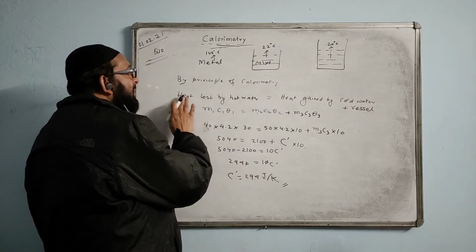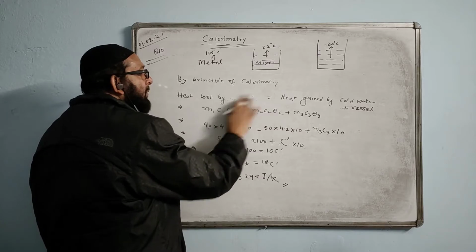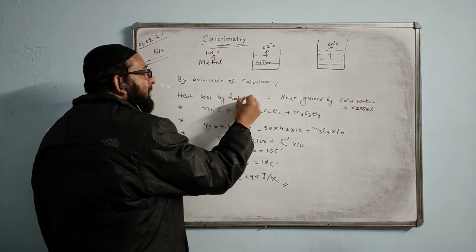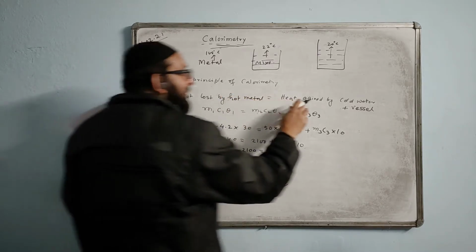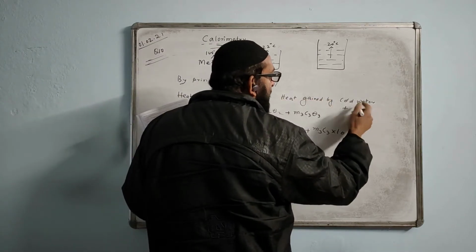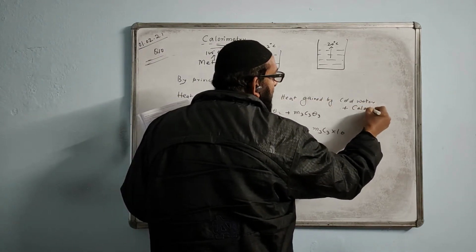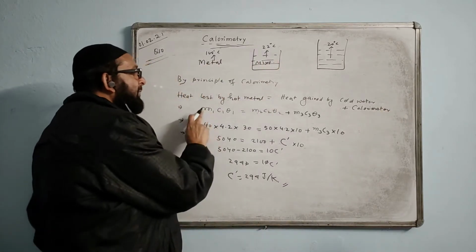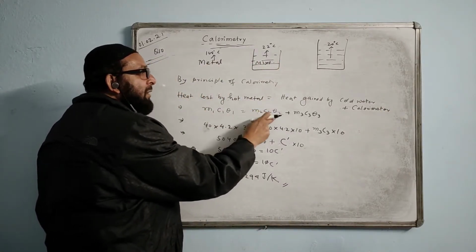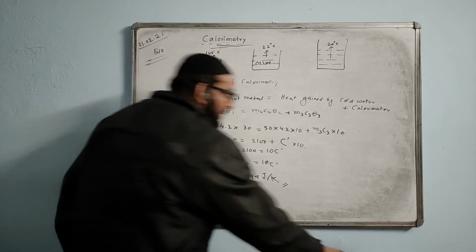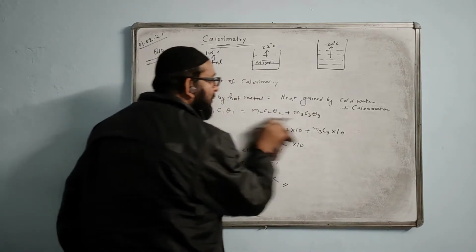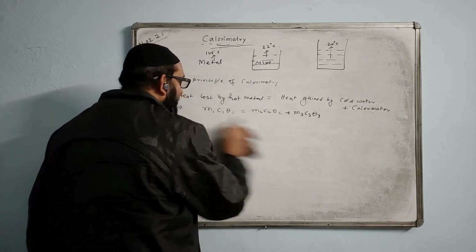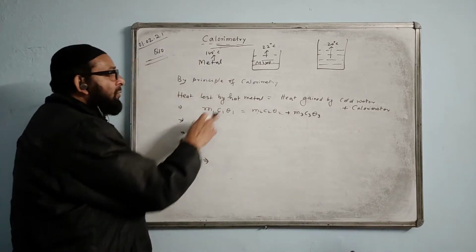Then let us make the equation. Heat lost by hot metal is equal to heat gained by cold water plus calorimeter. It is the same thing like the vessel, only this time we have the calorimeter. Same equation, M1 C1 theta 1 is equal to M2 C2 theta 2 plus this one. Here also in the equation one thing is unknown and we have to find the value of that. We are putting the values now.